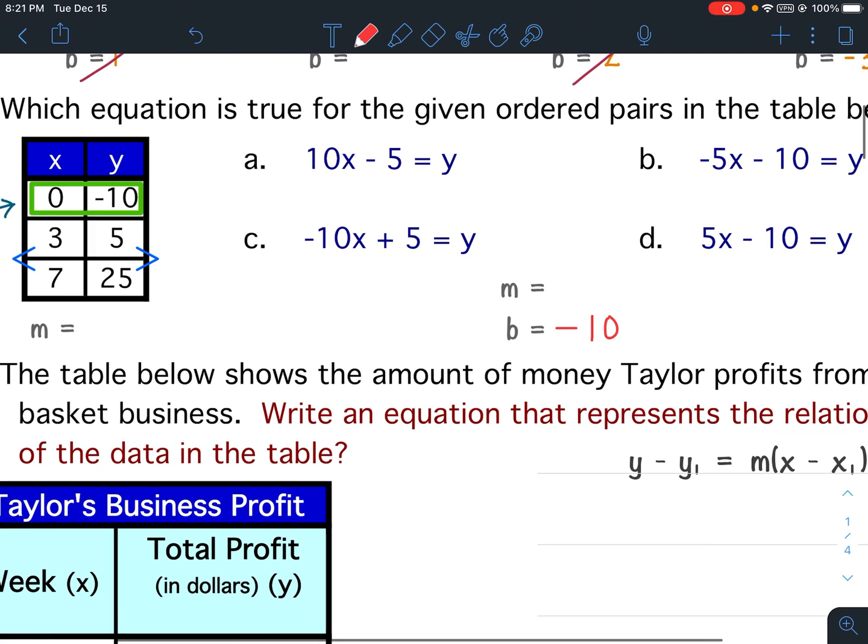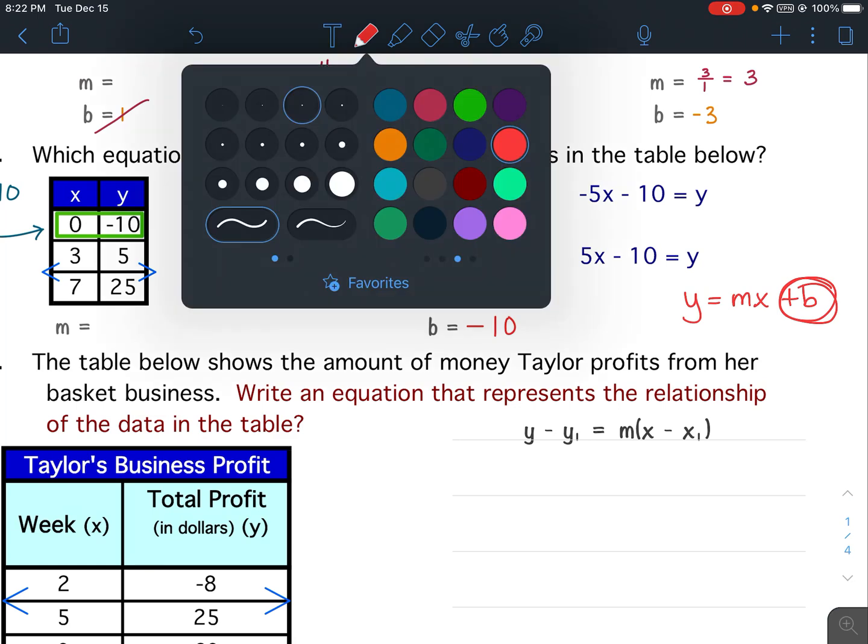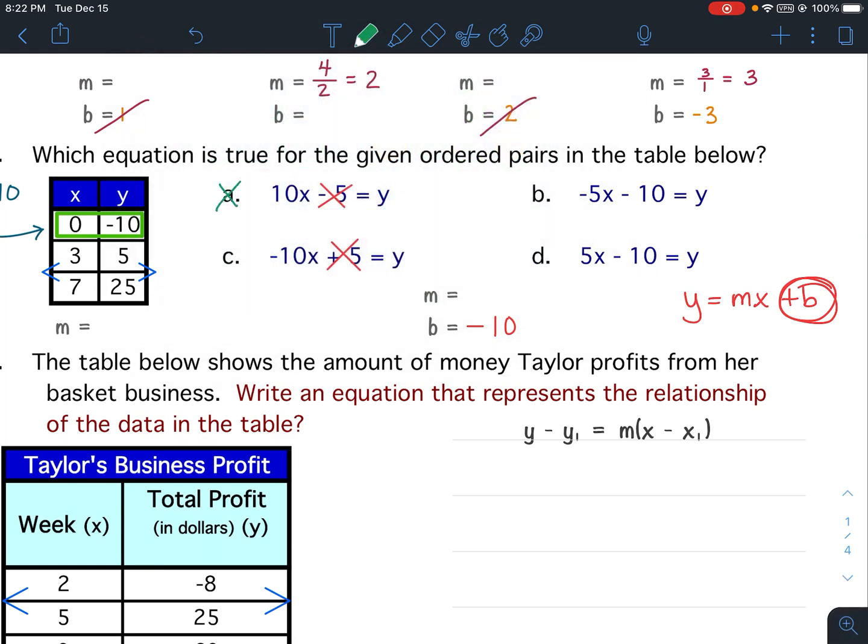Well, knowing that my y-intercept is negative 10, and remember, it's y equals mx plus b. So this is my y-intercept here. If my y-intercept is negative 10, I'm looking for minus 10 at the end. Well, this has a minus 5, so that's not possible. And this has a plus 5, so that's not possible. So that right away eliminates A and C. Cross out A, cross out C.